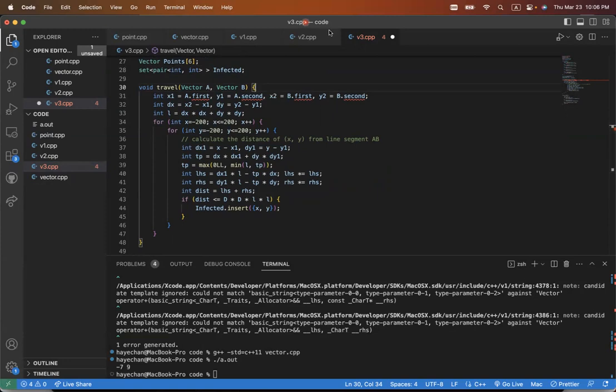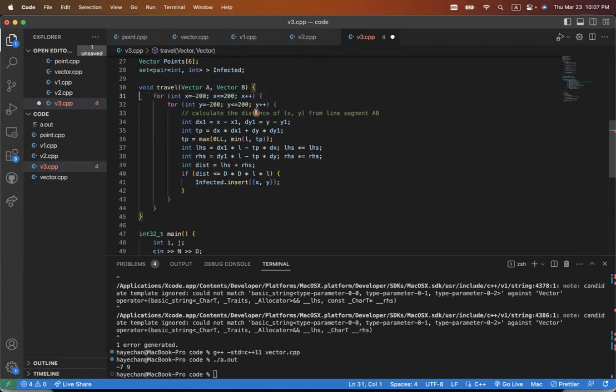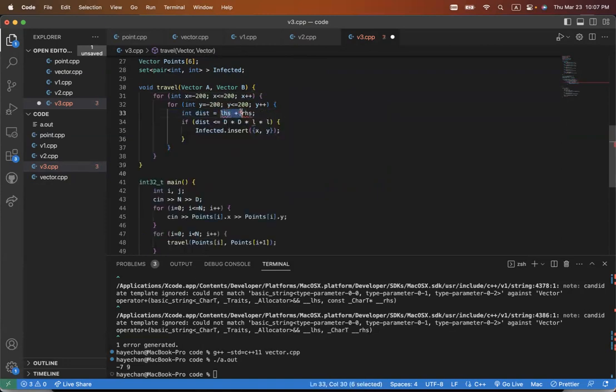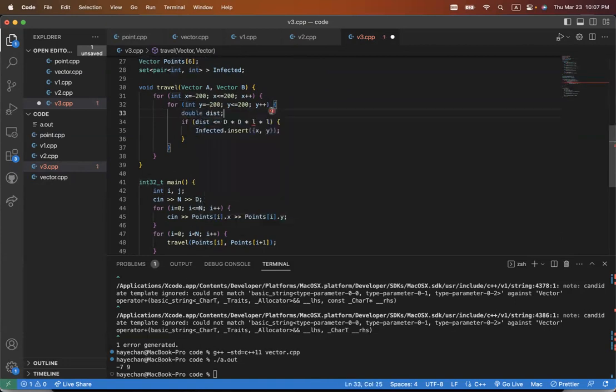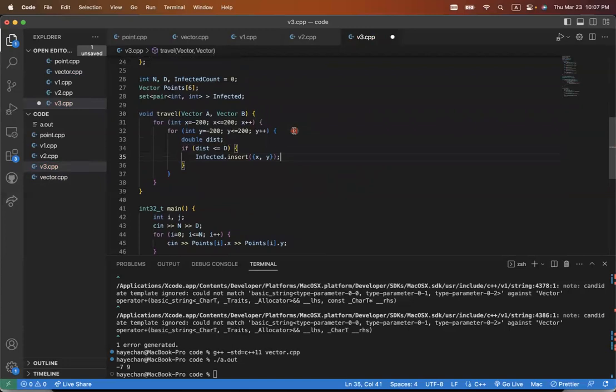And when you travel from A to B, we're still going to brute force it. Let's delete all of it. We don't really want to be encumbered by the previous code. Okay, so int is still going to be double. We're going to kind of ignore the imprecision problem for now. And then we're going to check if distance is less than or equal to d.